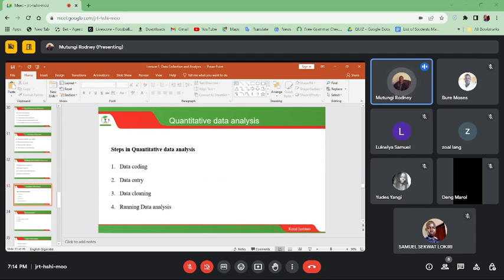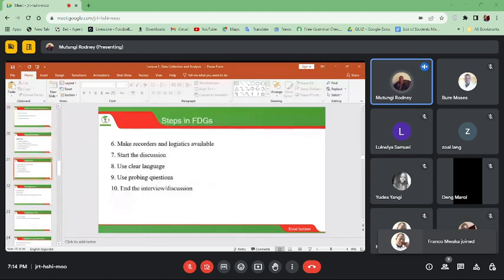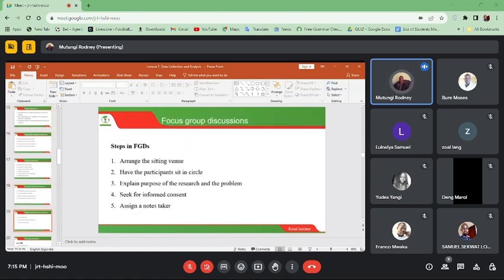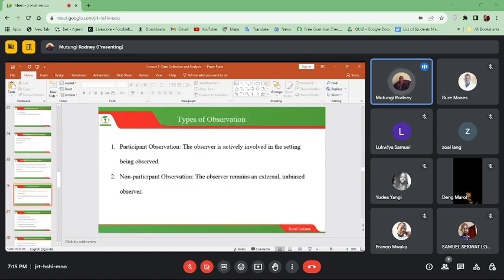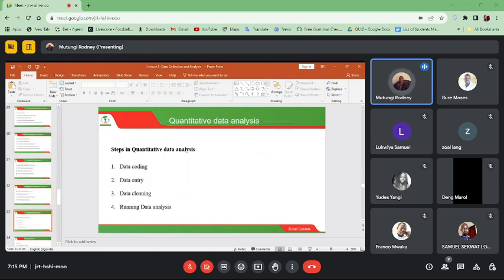So that was all about qualitative data and quantitative data methods, whereby we saw that you can use interviews, you can use focus group discussions, you can use surveys, especially in the quantitative setting. You can also use observation, which I've just looked at. And we need now to look at how, after you've collected that data, what else can you do? So we look at the quantitative data analysis.